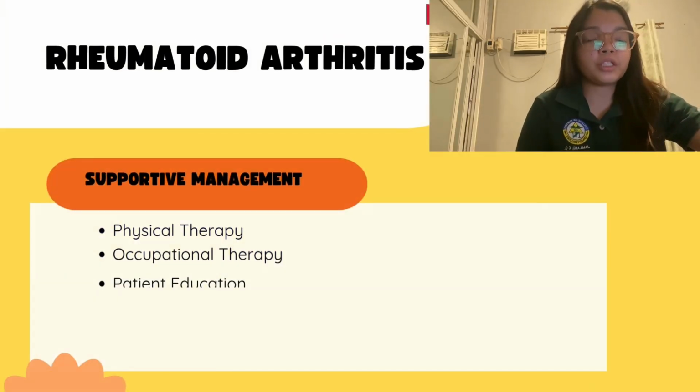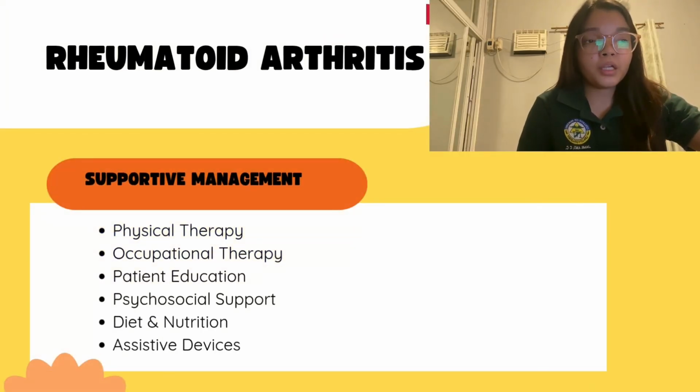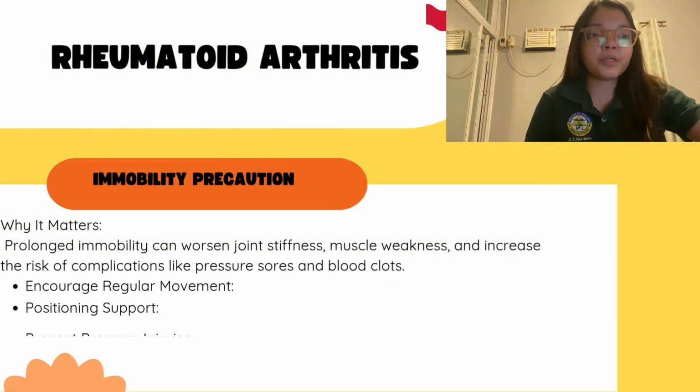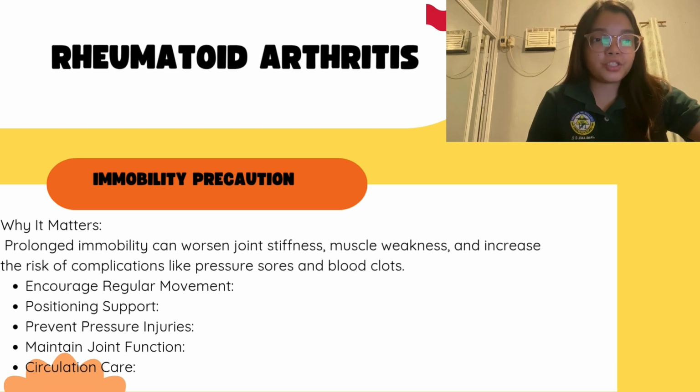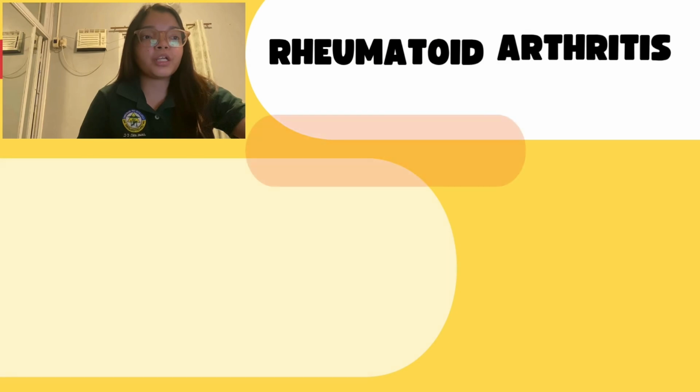For the supportive management: physical therapy, occupational therapy, patient education, psychosocial support, diet and nutrition, and assistive devices. For immobility precautions, why it matters: prolonged immobility can worsen joint stiffness, muscle weakness, and increase the risk of complications like pressure sores and blood clots. Encourage regular movement. Position support. Prevent pressure injuries. Maintain joint function and circulation, free of complications.